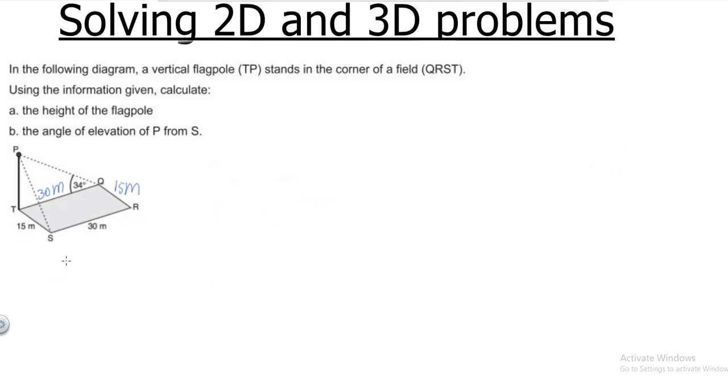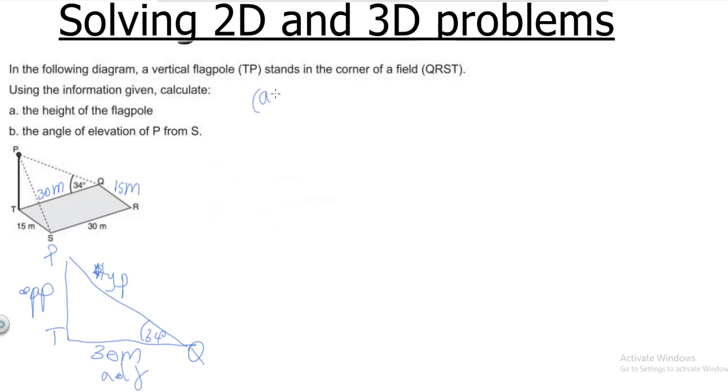Now, if we have this, all right, let me do it here. This is 34 degree, and then here we have a 30 meter. Here we have P, and then we have T, we have Q. So this side is hypotenuse, and this side is opposite to the angle. Can you see? So when you have an opposite and adjacent, you are going to use a tangent.